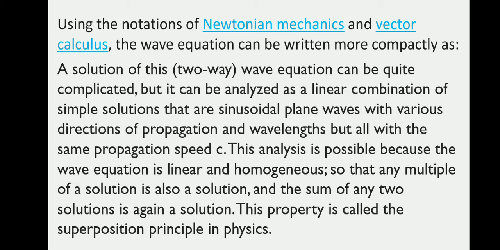The solution of these waves can be quite complicated, but it can be analyzed as a linear combination of simple solutions that are sinusoidal plane waves with various directions of propagation and wavelengths, but with the same propagation speed c. This analysis is possible because the wave equation is linear and homogeneous, so that any multiple of a solution is also a solution, and the sum of any two solutions is again a solution. This property is called the superposition principle in physics.